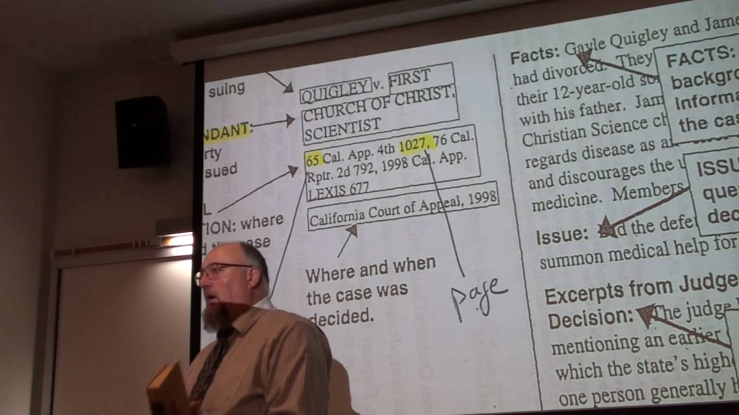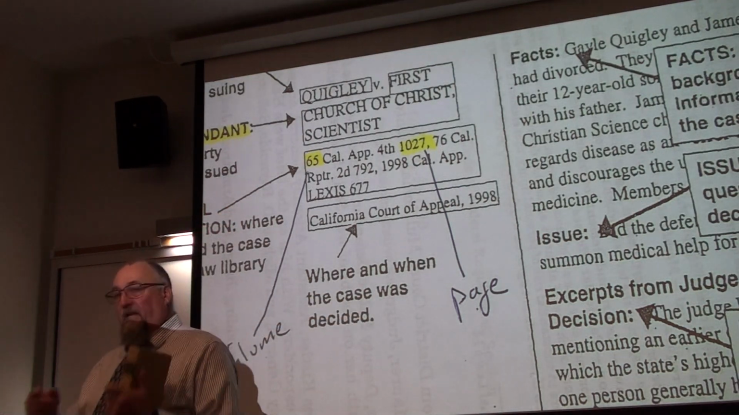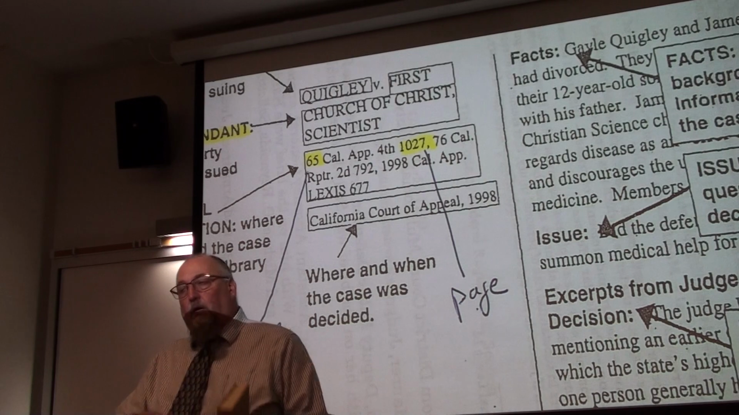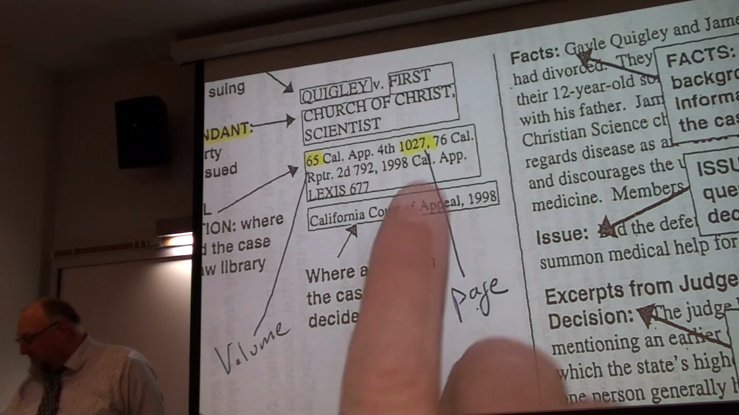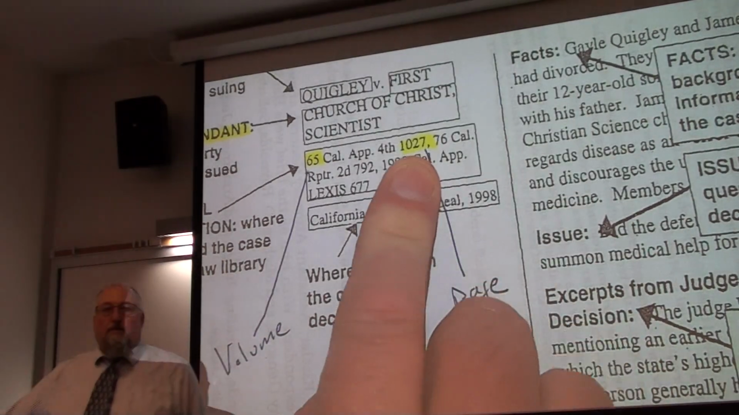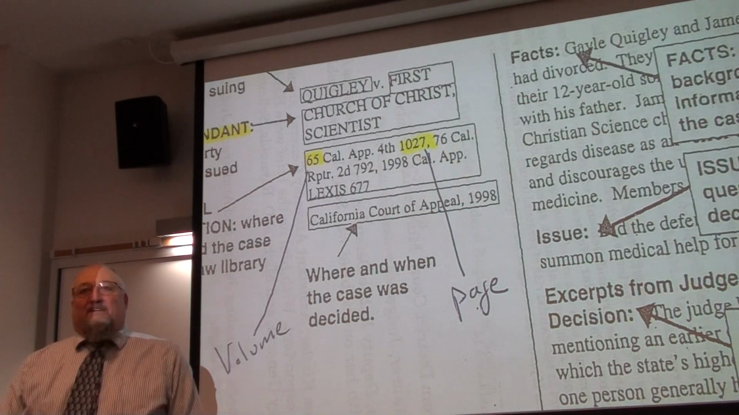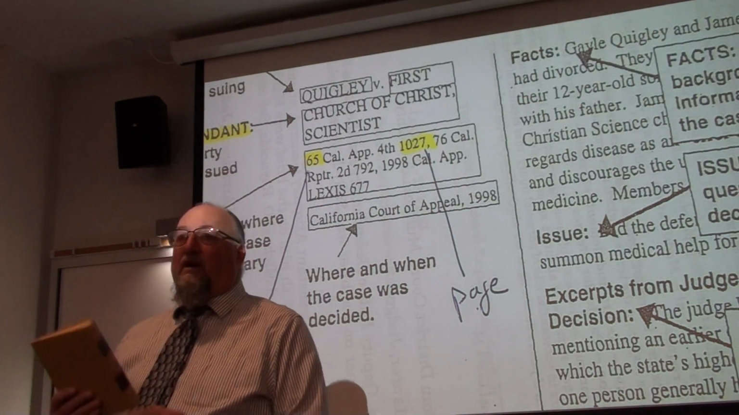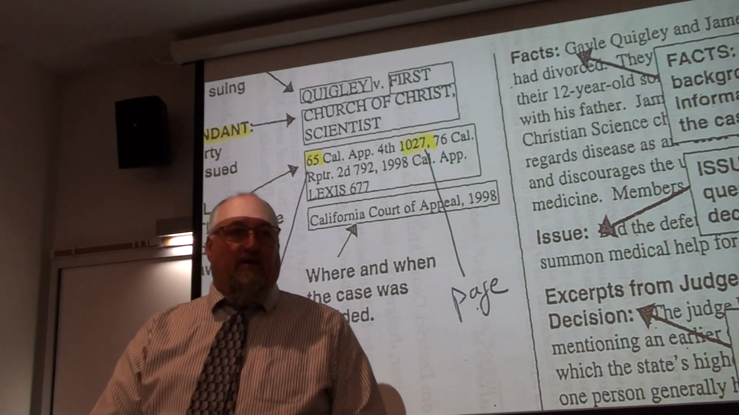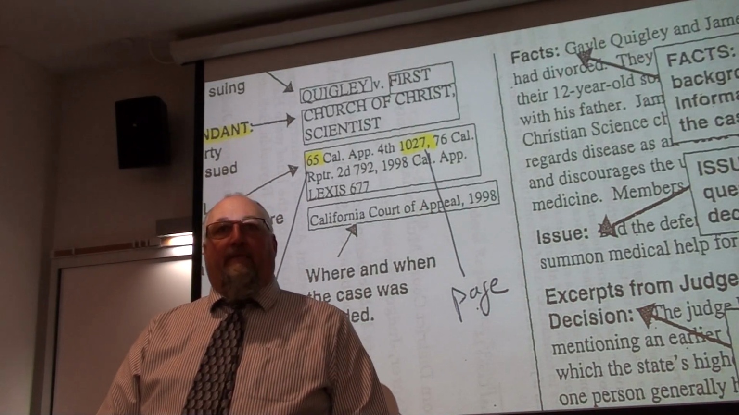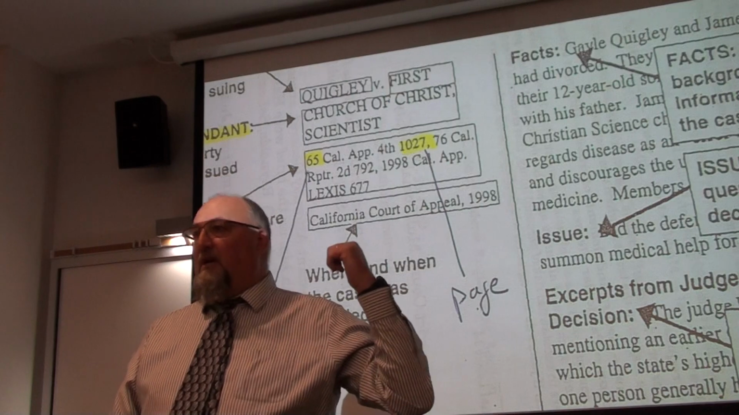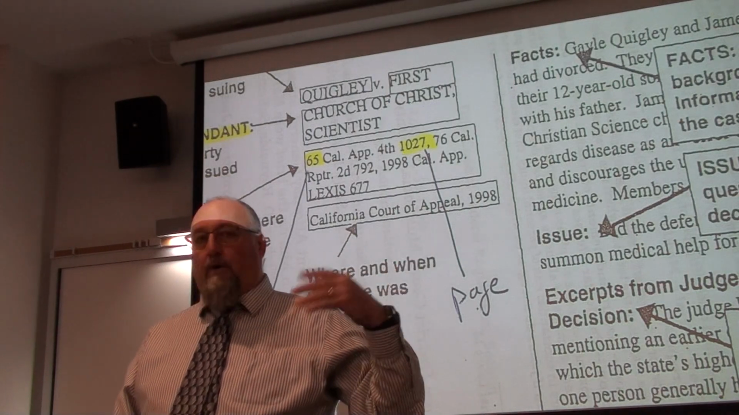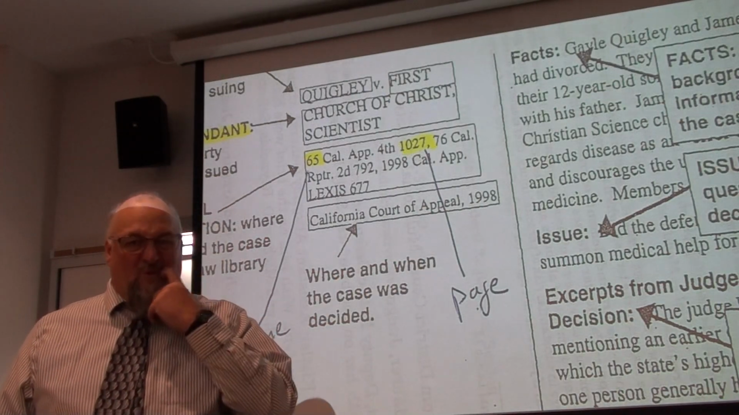Okay, so simple. The first number is the volume. That's the number on the outside of the book. The second number, in this case 1027, is the page number. So I pull down volume 65 off the shelf, I then open it to page 1027, and that is where I will find this case in the law library. And that's how we would refer to it in court.